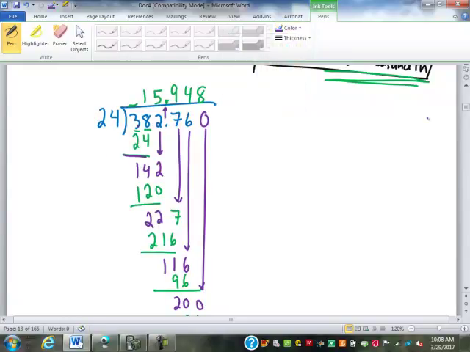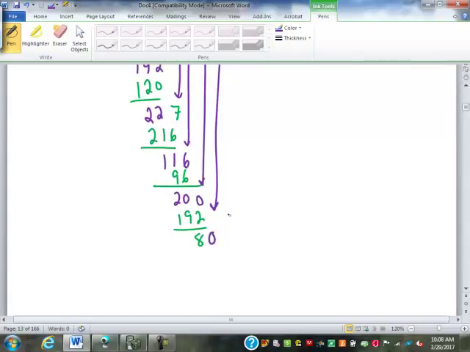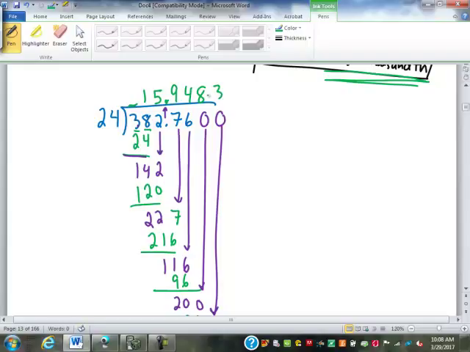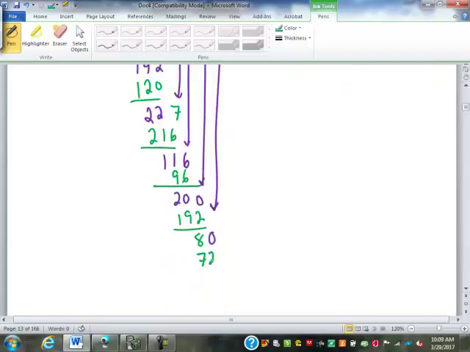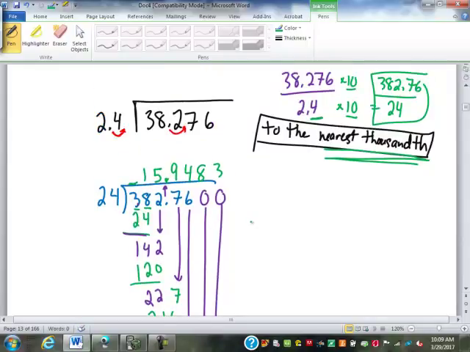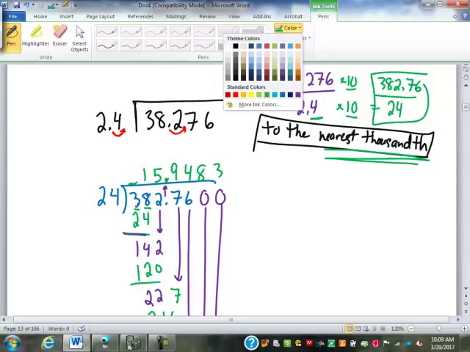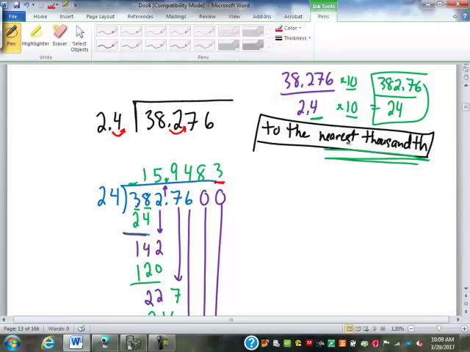Actually, no. We need to put down one more 0 and bring it down. 24 goes into 80 3 times. 24 times 3 is 72. There's 8 left. We had to go this one extra digit here because to go to the nearest thousandth, we need to know whether this is going to stay as 8 or if it might have to round up to 9. Since this is a 3, 3 is smaller than 5, that's going to stay 15.948.